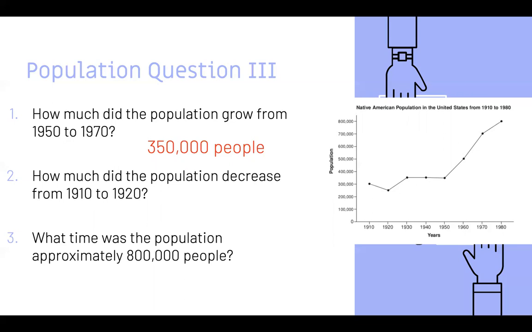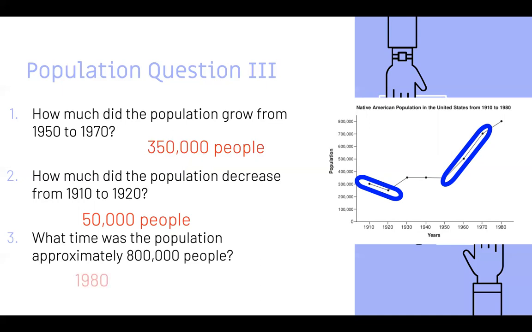How much did the population decrease from 1910 to 1920? We know at 1910 it was 300,000 and went to 250,000. So that's about a 50,000 decrease. What time was the population approximately 800,000 people? We just need to find when it was 800,000 people, and that was in 1980 at that very last data point.